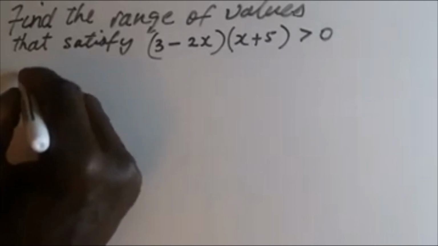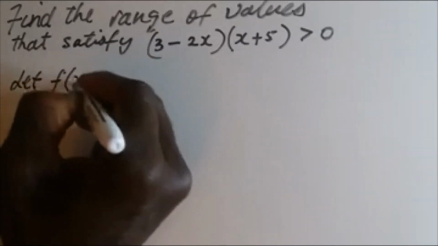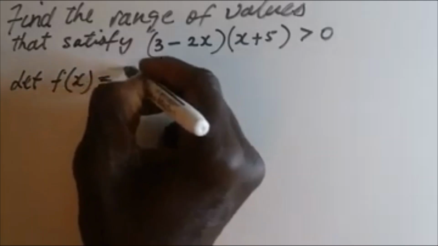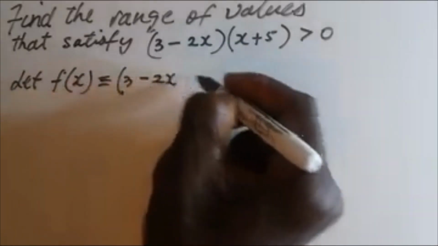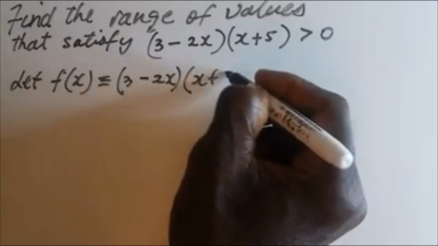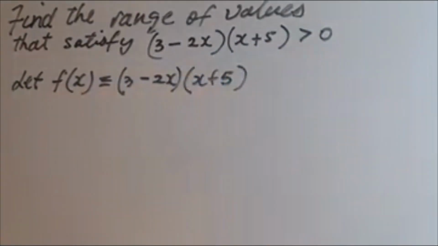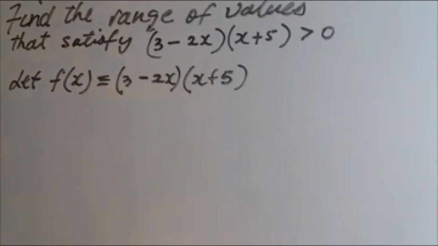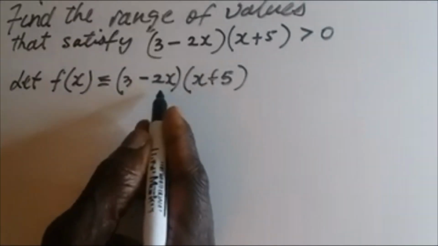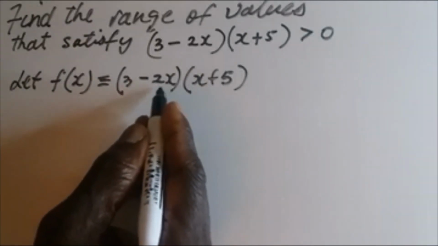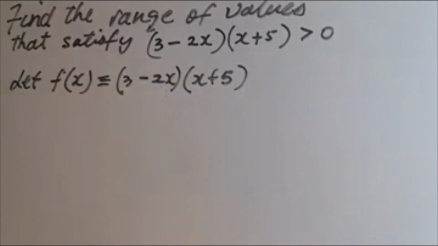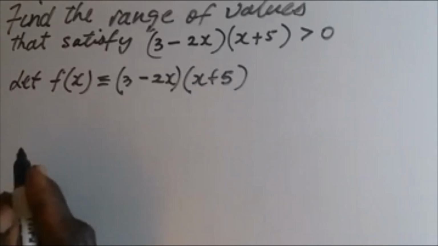So let f of x be 3 minus 2x, x add 5. If we look at this, our coefficient of x is negative, so we expect our curve to be the opposite of if it was positive. We'll come to that in a minute. But let's find the zeros.